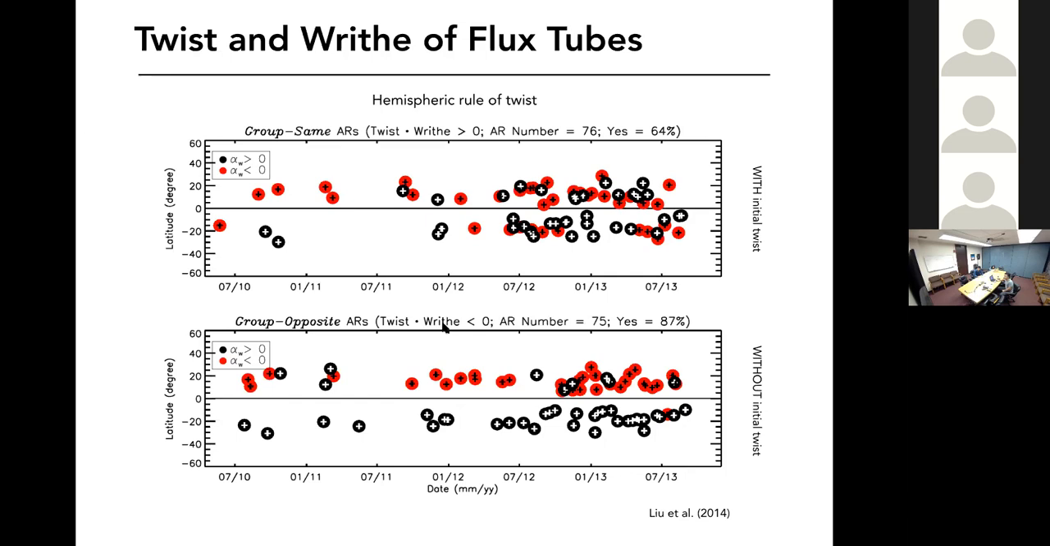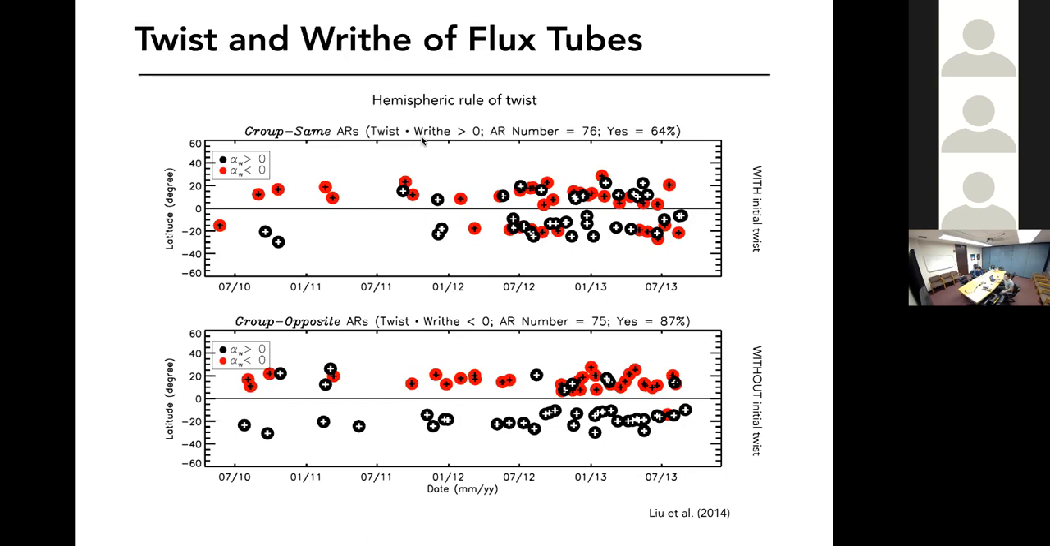If you multiply the signs of these two quantities and the product is less than 0, that is one class. If the signs of these two quantities are the same, it is more likely that the initial flux tube has some twist, and that twist should come from some kind of dynamo action.